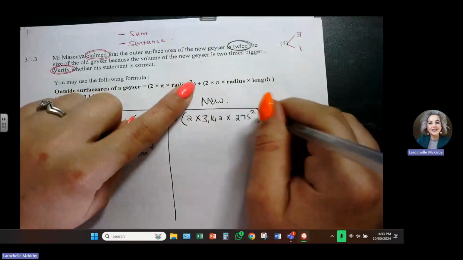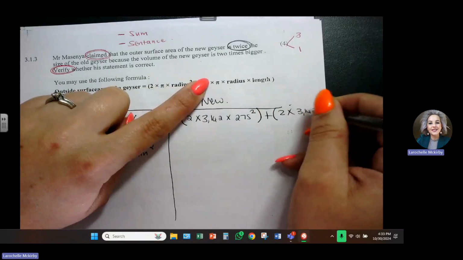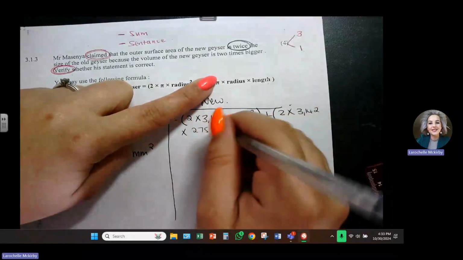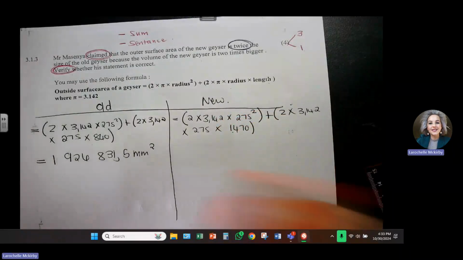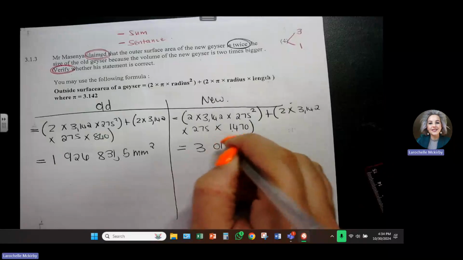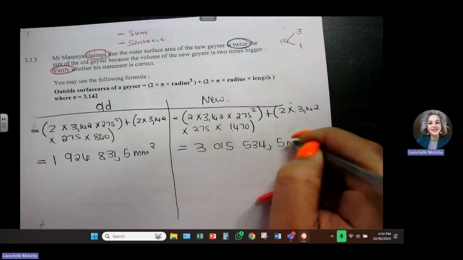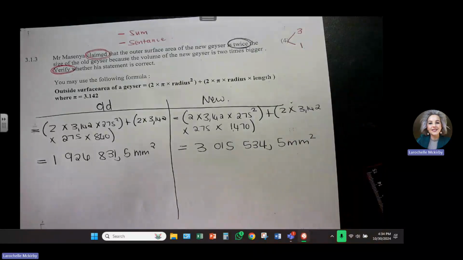Closing the brackets. Add 2. Bracket open. 2 multiplied by pi is 3,142. Multiply by radius, 275. Multiply by the length. What is the length there? The length is 1,470. And I close my brackets. When I get that answer, it gets me to 3,155,345. Everything was in millimeters and it is squared millimeters.